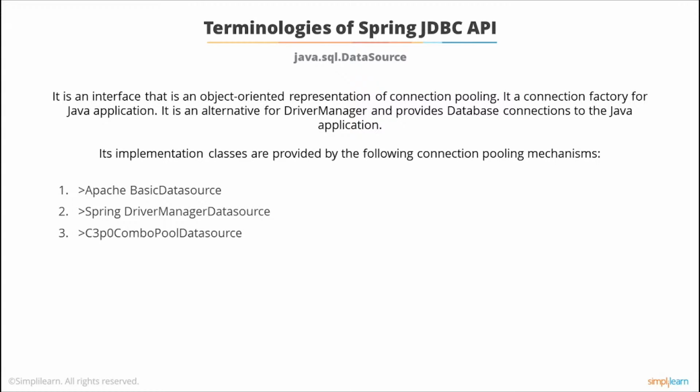DataSource is an interface that is an object-oriented representation of connection pooling. That's what the javax.sql DataSource does. It is a connection factory for Java application. It is an alternative for driver manager and provides database connections to the Java application. Its implementation classes are provided by the following connection pooling mechanisms: Apache BasicDataSource, Spring DriverManagerDataSource, and C3P0 ComboPooledDataSource.